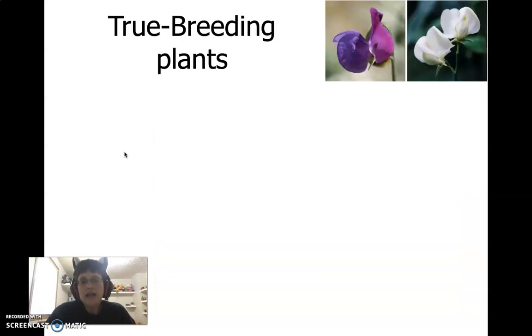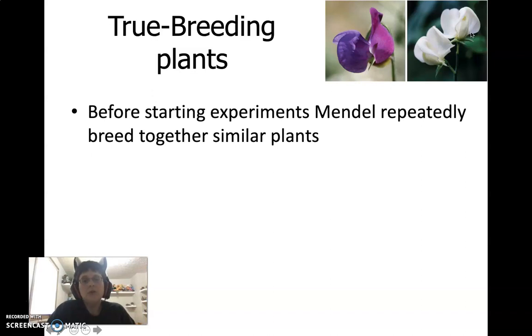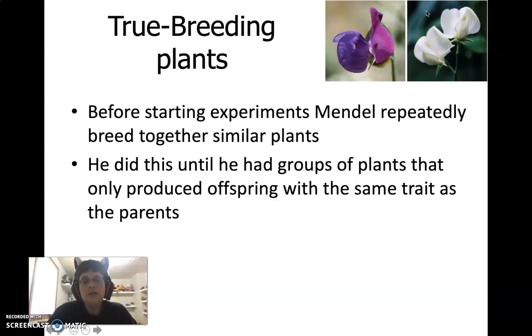So the first thing that he had to do was get what he called true breeding plants. I told you we were going to look at flower color, so there are the flowers, purple or white. Before he started his experiments, what he would do is repeatedly breed together similar plants. He would do this until he got plants that produced offspring with the same traits as the parents. So for example, he would take purple flower plants and breed purple flower to purple flower. And he'd do this over and over again until he only got offspring that had purple flowers.